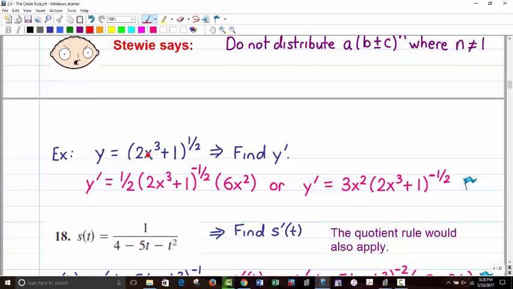Bring the 1/2 down. Leave the inside alone. 1/2 minus 1 is negative 1/2. The derivative of the inside, the derivative of 2x cubed plus 1, would be 6x squared. Now this answer is fine right here, but I went ahead and took the 1/2 times the 6x squared and just made it 3x squared. That doesn't mean this first answer is not correct. It is. That one I decided to tidy up and combine the two terms together. But notice what I did not do: I did not multiply the 1/2 through the inside of this parenthesis. Very important.